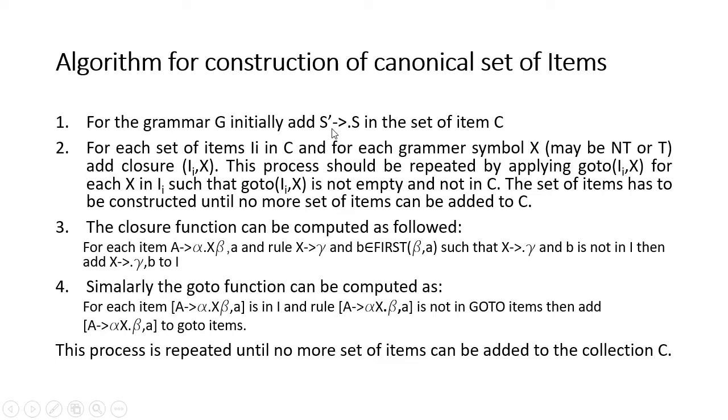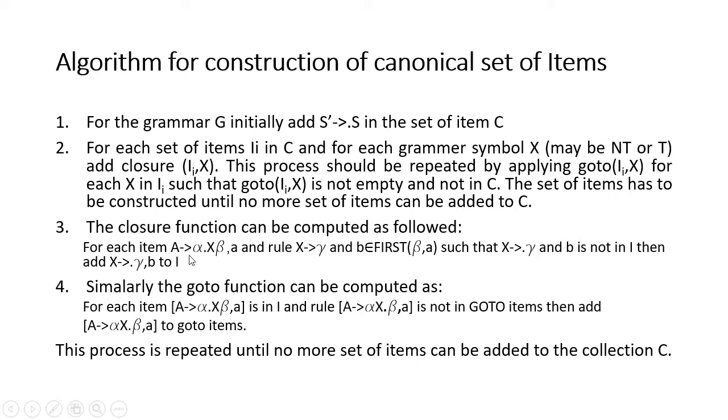First of all, we have to add the augmented grammar. If there is a grammar G which has S as the starting symbol, then we add S' derives dot S at the start. That will be the augmented grammar. The closure is the same as before. How the closure and the goto were calculated for the SLR is exactly the same. The only thing is the closure function can be computed by the following rules.